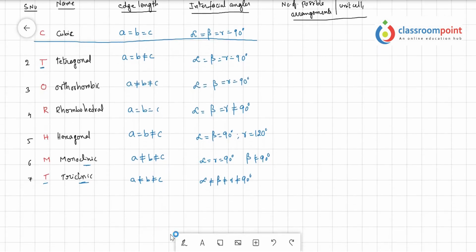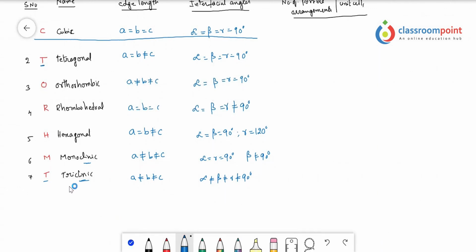And the most unsymmetrical crystal system is triclinic here. None of these edge lengths are equal to each other. At the same time, these interfacial angles are also not equal to each other.